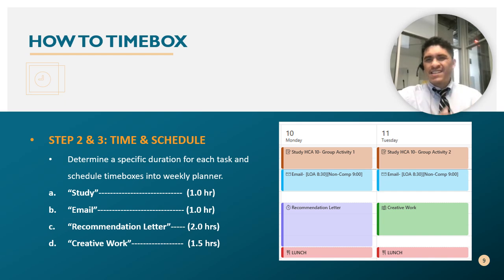So after I assign the time that I want, I'm going to actually schedule it into my calendar. So here I have a little snippet of my digital calendar. You could kind of see that on Monday and Tuesday, I blocked off my study time in the beginning, blocked off my email time, and then split the other 2 tasks throughout the day. At the very bottom, you'll see I also put time for lunch. So you want to make sure that you're also incorporating your breaks into your schedule.